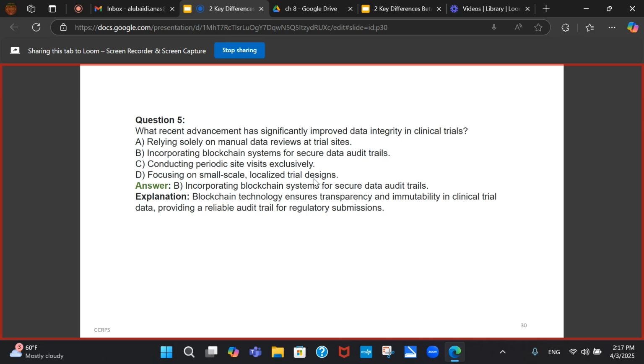So it is B, and as we said, incorporating blockchain systems for secure data audit trails, one of the most recent advancements. As explanation here, blockchain technology ensures transparency and immutability in clinical trial data, providing a reliable audit trail for regulatory submissions.